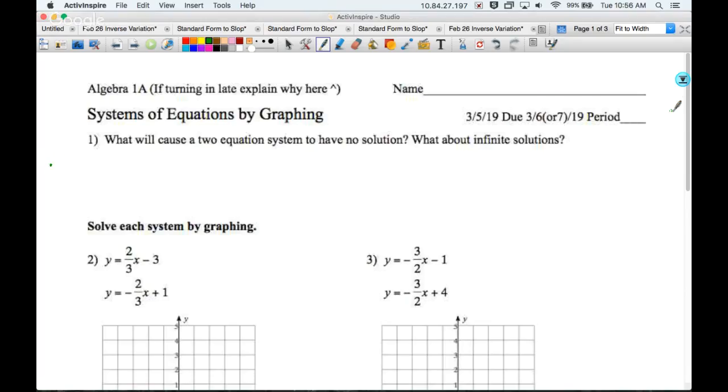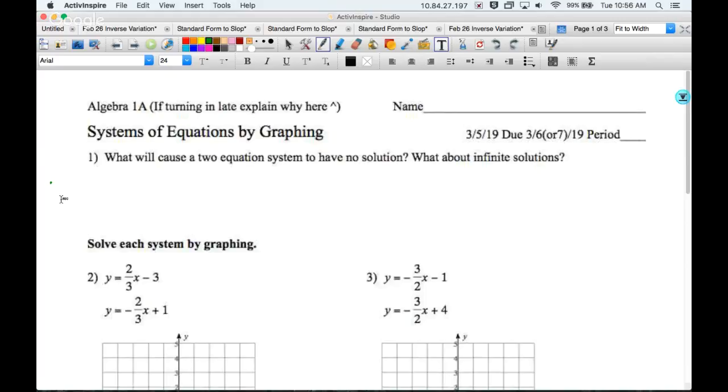Hello and welcome. This is going to be our homework help video for the homework titled Systems of Equations by Graphing. Let's start off with problem number 1 here. What will cause a two-equation system to have no solution? What about infinite solutions? And since we're talking about graphing, I want our answers to be about graphing here.